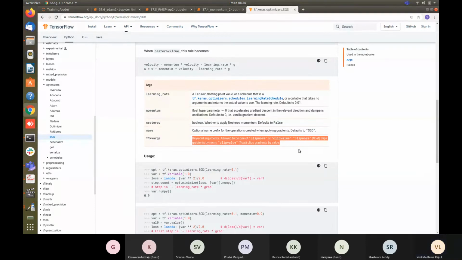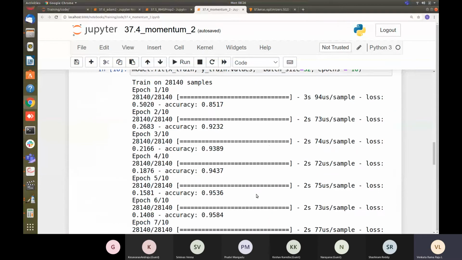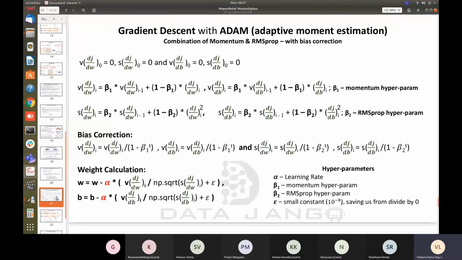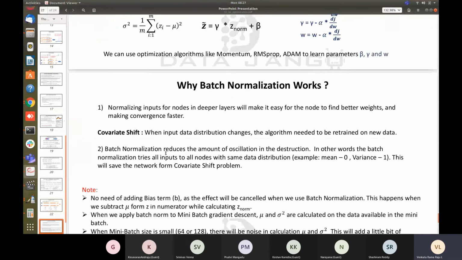Okay, so that is Adam, RMS prop, and momentum. We can move on to the next concept, the next optimizer, which is called batch normalization. This is the last concept in optimization.